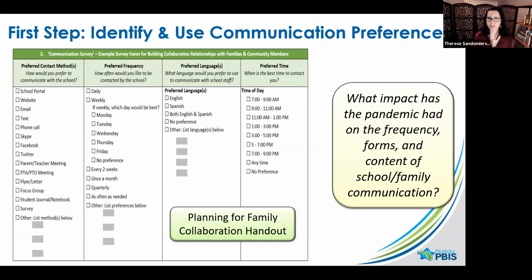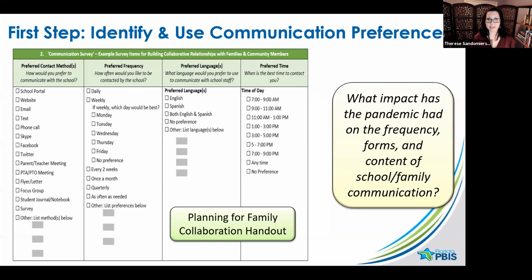So before you can really engage with families, it helps if you know the best way to communicate with them. What I'm sharing here is a handout that's available in the file share section of the session. This was developed by Dr. Minch, our content facilitator. And this is just a very simple, straightforward communication survey. This does not have all the potential fields that you would want to include on your survey. This is just an example of the types of questions you could ask. For example, what are your preferred contact methods, your preferred frequency, preferred languages, preferred times, finding that out about your families.